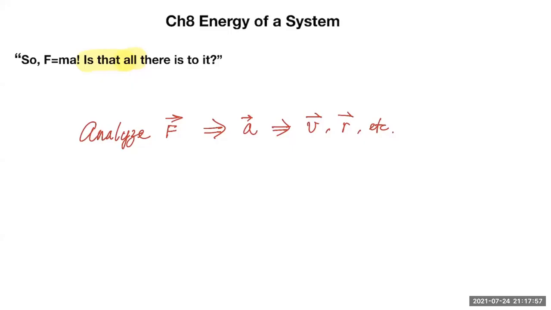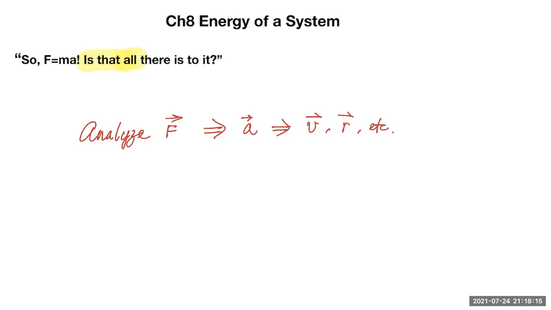Chapter 8, Energy of a System. So in the previous two chapters, we introduced Newton's three laws of motion, especially Newton's second law, and we saw how we can apply Newton's second law to find solutions to particle dynamics. Essentially, the procedure goes like this.